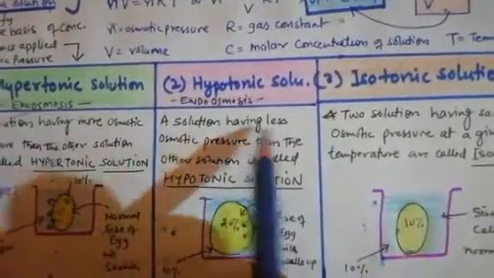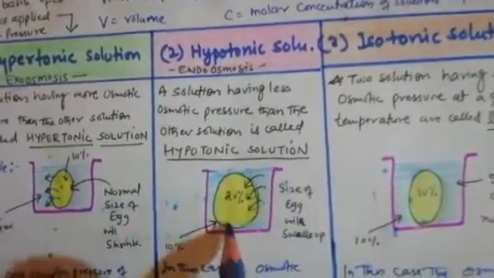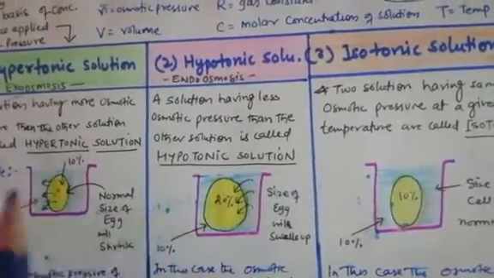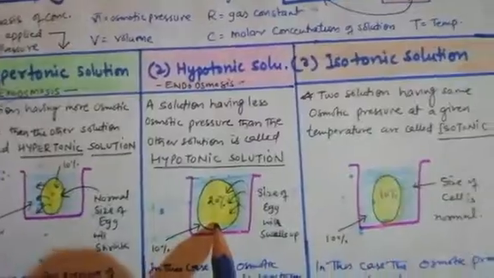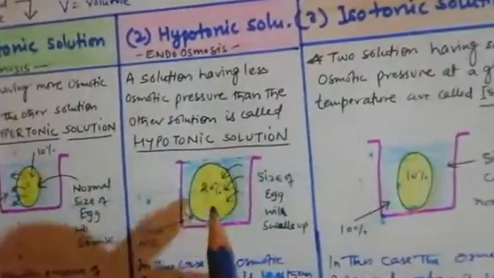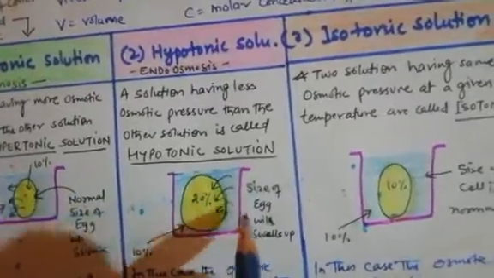In the endosmosis process, a solution having less osmotic pressure than the other solution is called hypotonic. Hypo means thick. Sometimes students get confused, so: hyper, thin; hypo, thick. Thick means it is going to swell up. It means that from the outside, the concentration will go inside the egg.